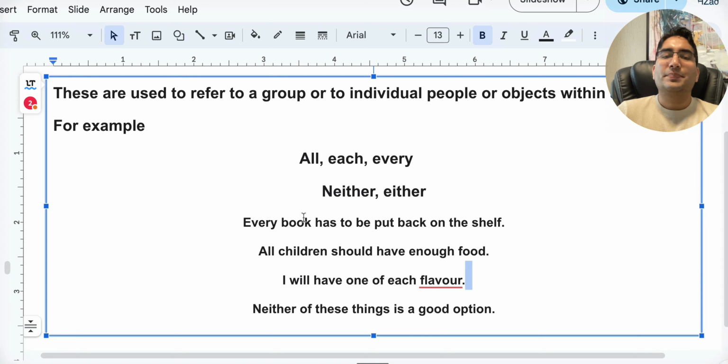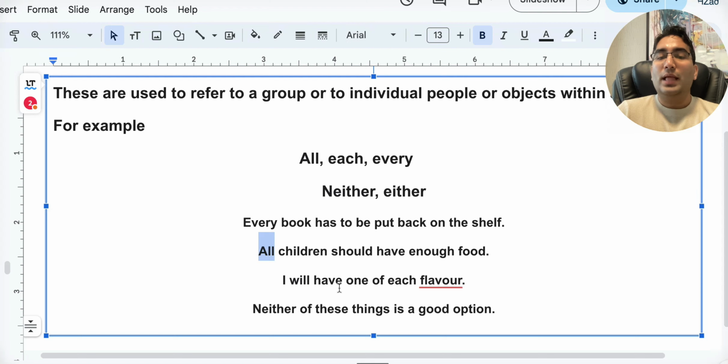Here are some examples. Every book has to be put back on the shelf. Now that means if I have 4 books, every, like each one of them, has to be put back in the shelf. So that means don't miss any book. Every single book needs to be put back to the shelf. The next one is all children should have enough food. This means all of them, not just 1 or 2. Everybody in the room, all of them should have enough food.